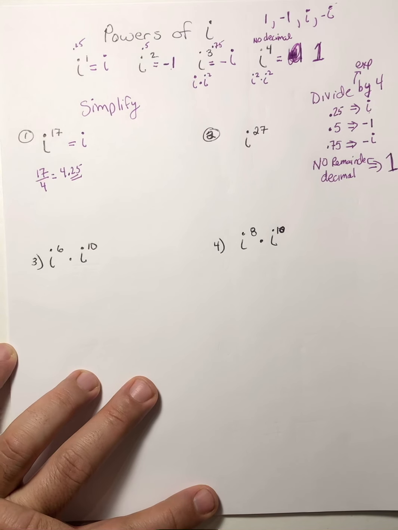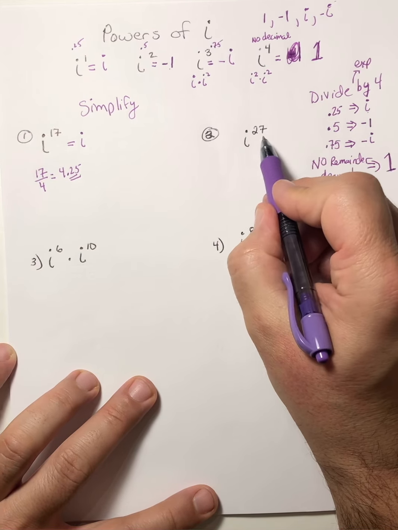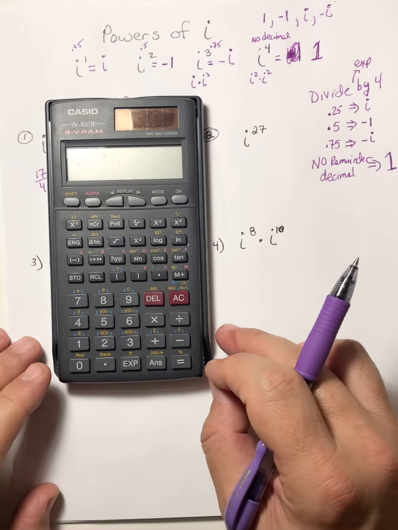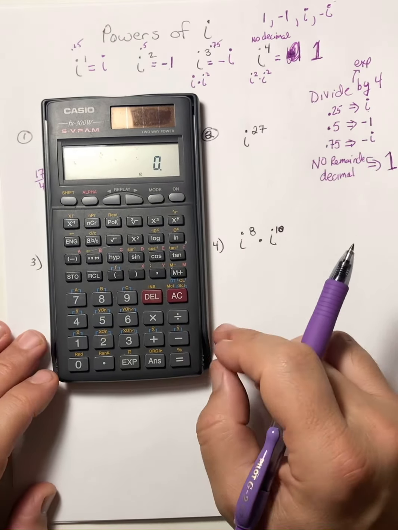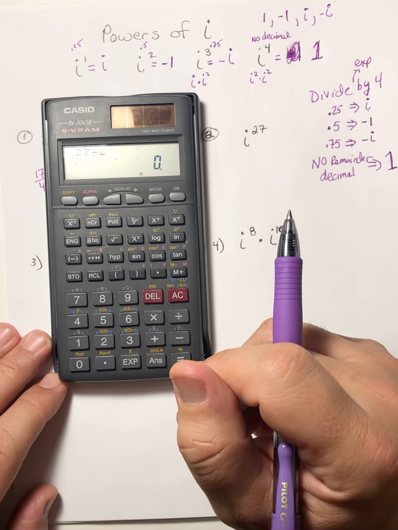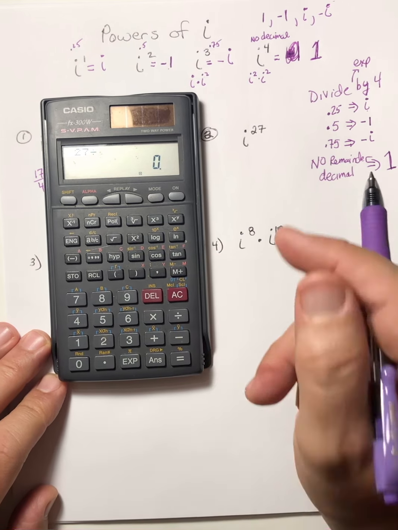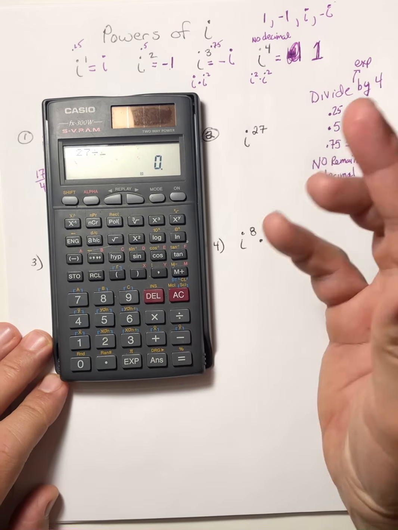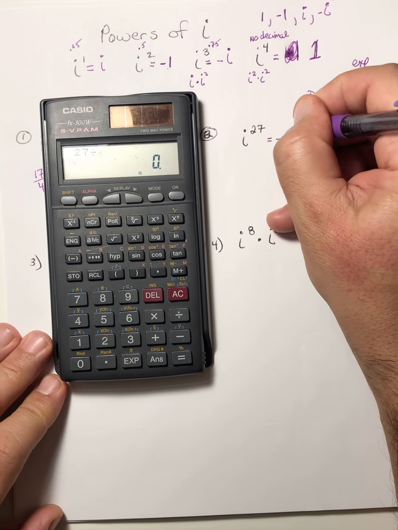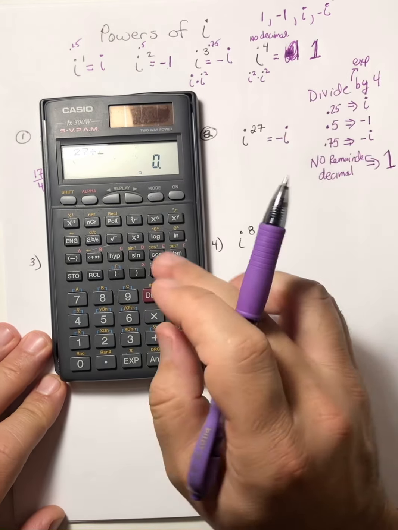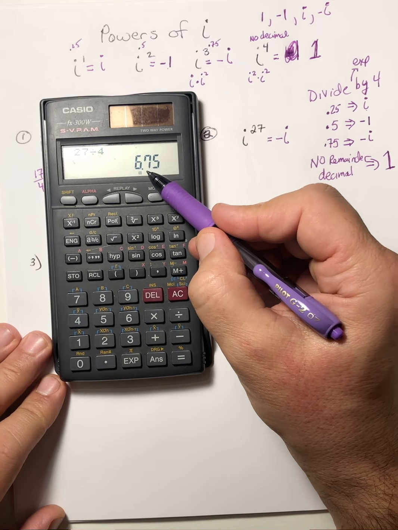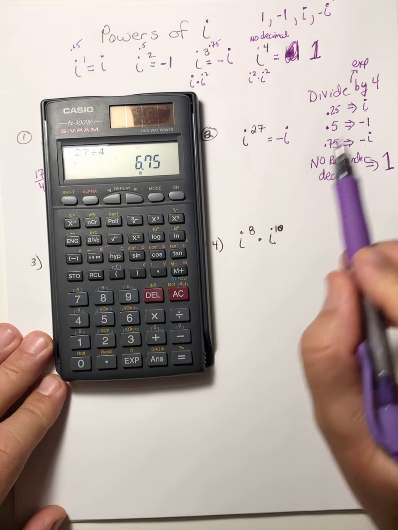All right, 27. That's right, 27 divided by 4. I'll pull out my calculator because I know some of you need help with the calculator. By the way, I know the remainder is going to be 3, because what's the closest multiple of 4 to 27 without going over? That's right, 24. So how many more do you have to go? 3. There it is, negative i. So 27 divided by 4 is 6.75. I don't care about the 6. All I care about is 0.75. 0.75 is negative i. Done.